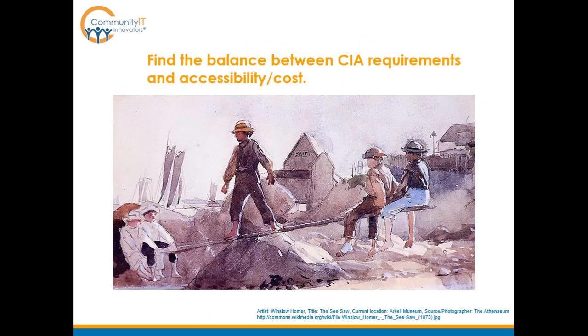So this is the last slide of the big picture section. It shows an old painting of some kids playing on a balance beam, and it's supposed to illustrate that there's a balance between keeping your data secure, keeping it confidential, keeping its integrity, keeping its availability, and between that requirement and accessibility and cost.